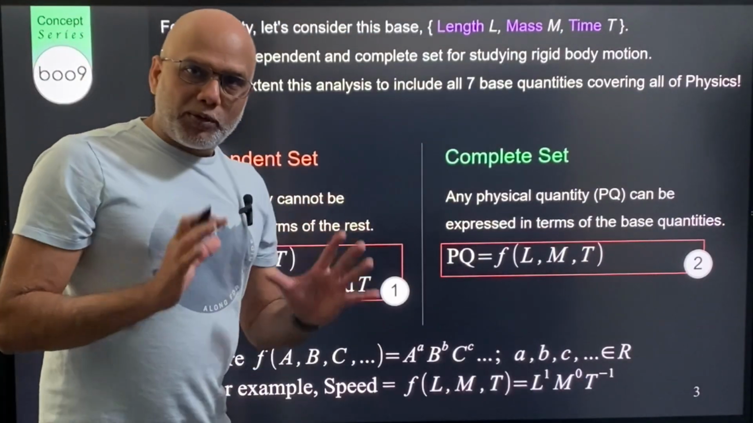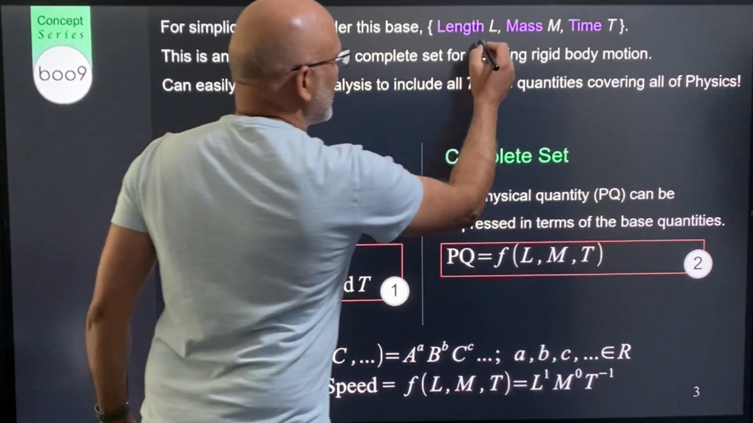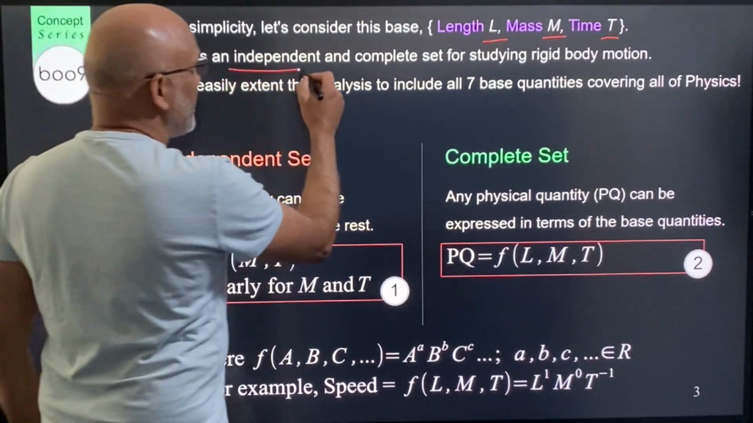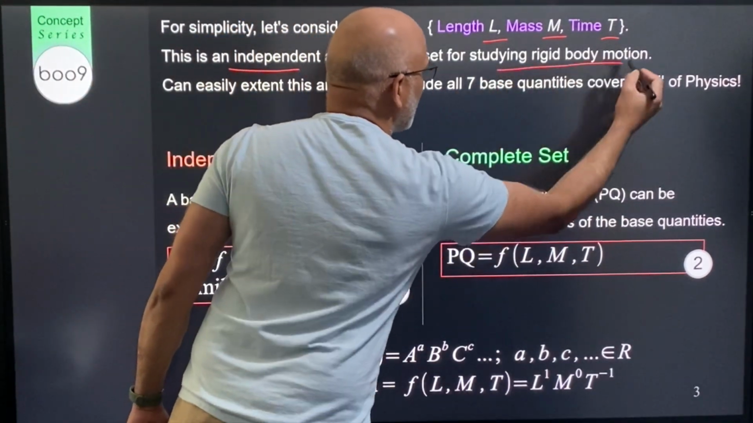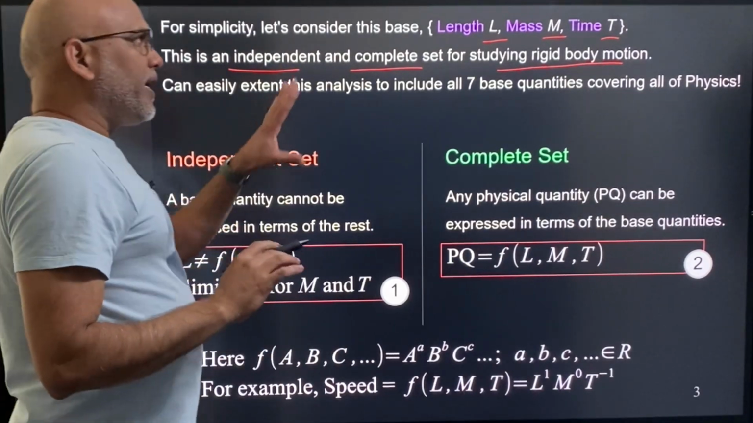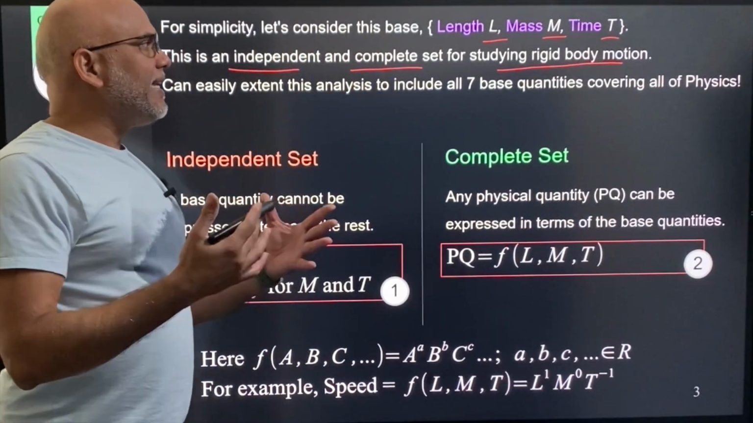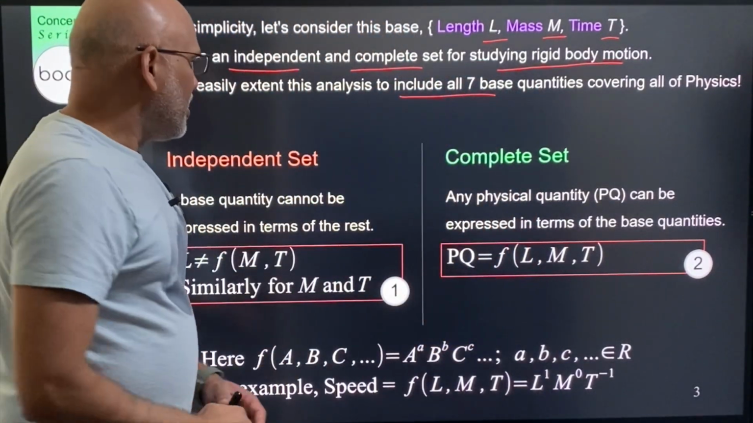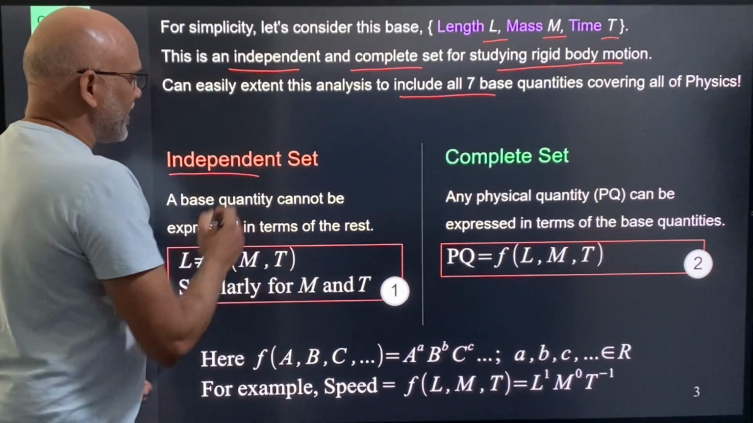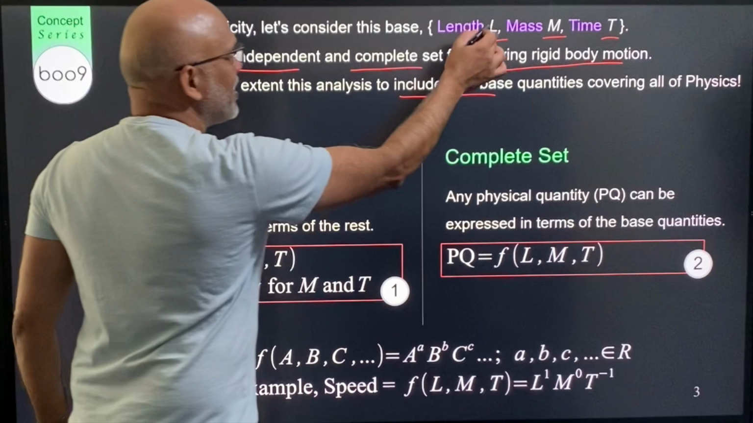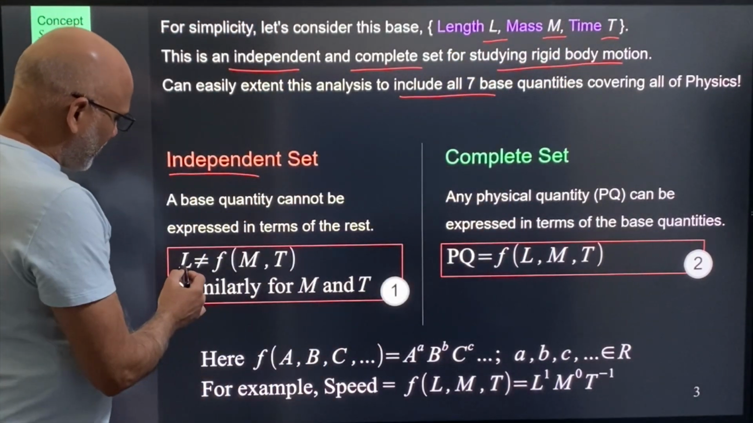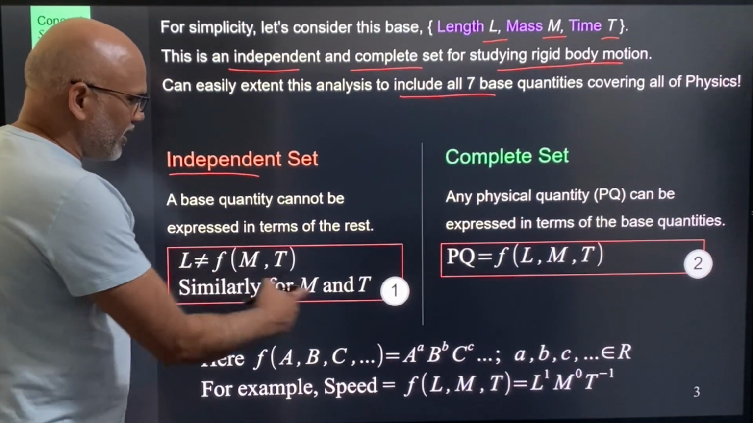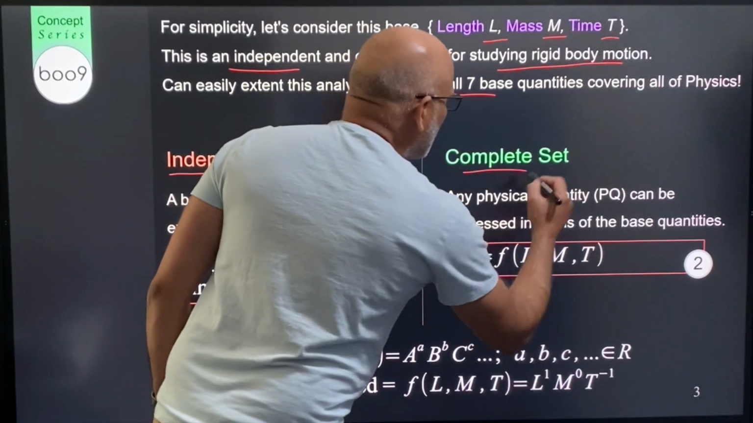All right, so to keep things simple, we will consider only 3 of the base quantities: length, mass, and time. This is an independent and complete set for studying rigid body motion. Once we understand the concept, we can easily extend this to include all 7 base quantities that cover all of physics. All right, so first, what does it mean to be independent? Independent simply means one doesn't depend on the other, meaning, for example, length doesn't depend on mass or time. Similarly for the others. Now, what does it mean to be complete?